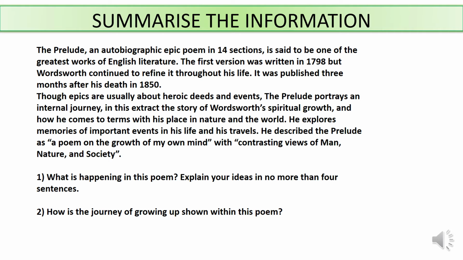The Prelude itself, the big poem, is an autobiographic epic poem in 14 sections. It's said to be one of the greatest works of English literature. Now, by an autobiographic poem, it means that the poem is all about the poet's life. The first version was written in 1798, but Wordsworth continued to refine it throughout his life. It was published 3 months after his death in 1850. So look, he was working on that poem for 52 years.